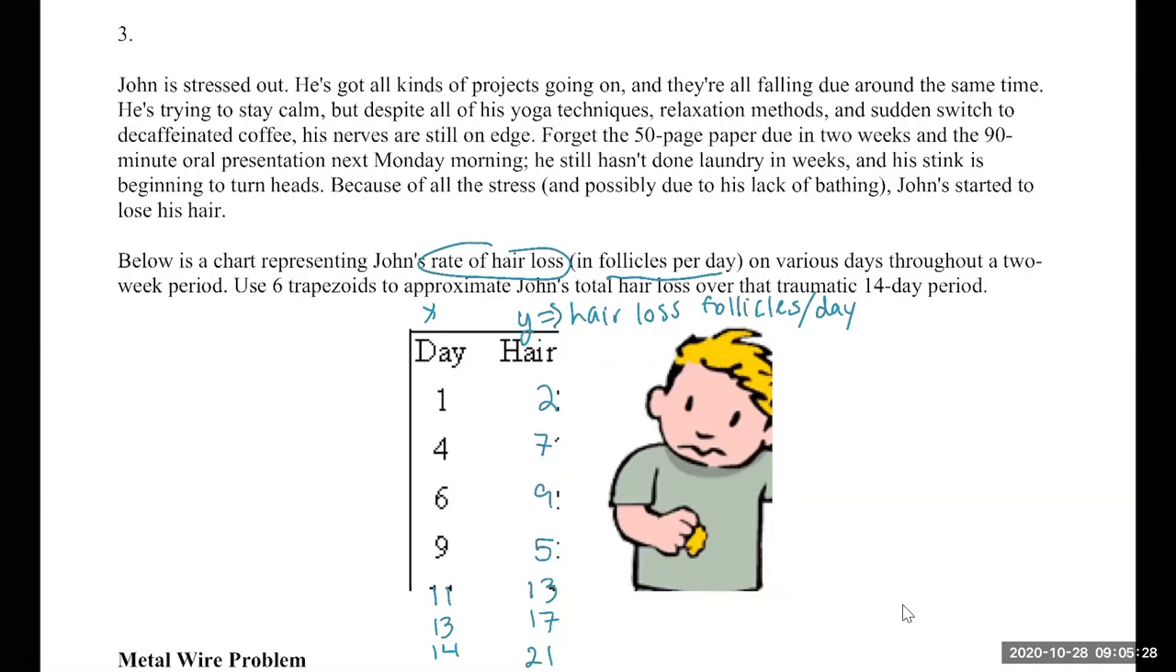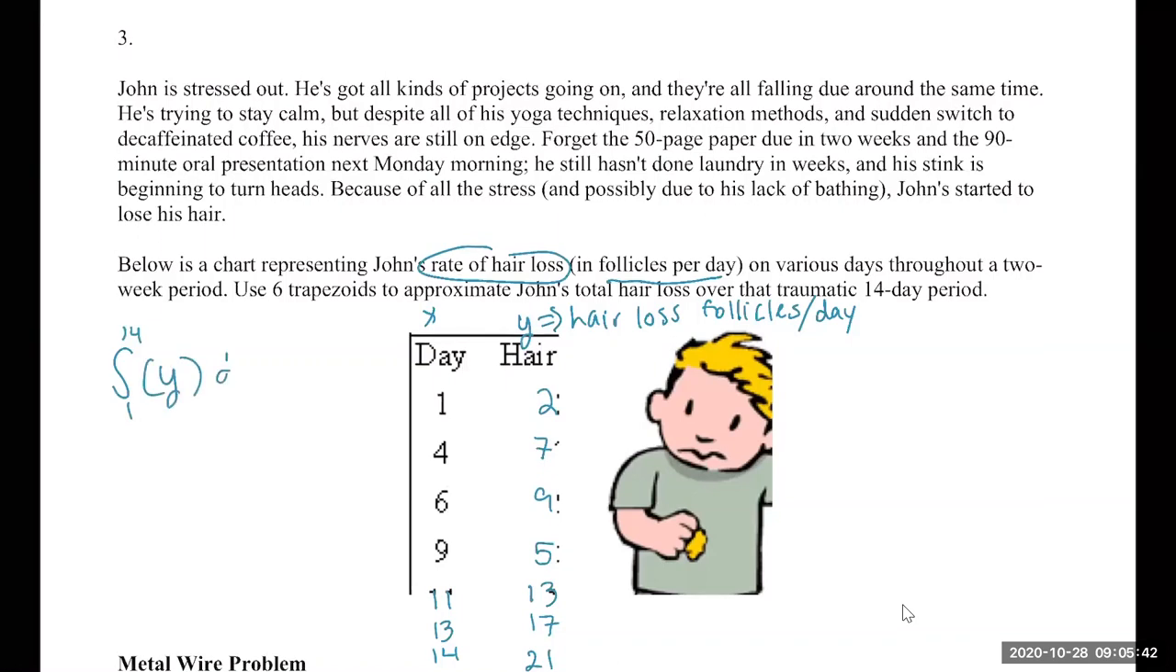Whereas this one is over the number of days, so actually let's write out the integral. The integral from 1 to 14 of your y value, and y just represents the function. So this is the function. If we're looking at that as a rate of change function, again, that's the accumulation of the amount of hair loss that occurs from 1 to 14 days, or over that 14-day period.